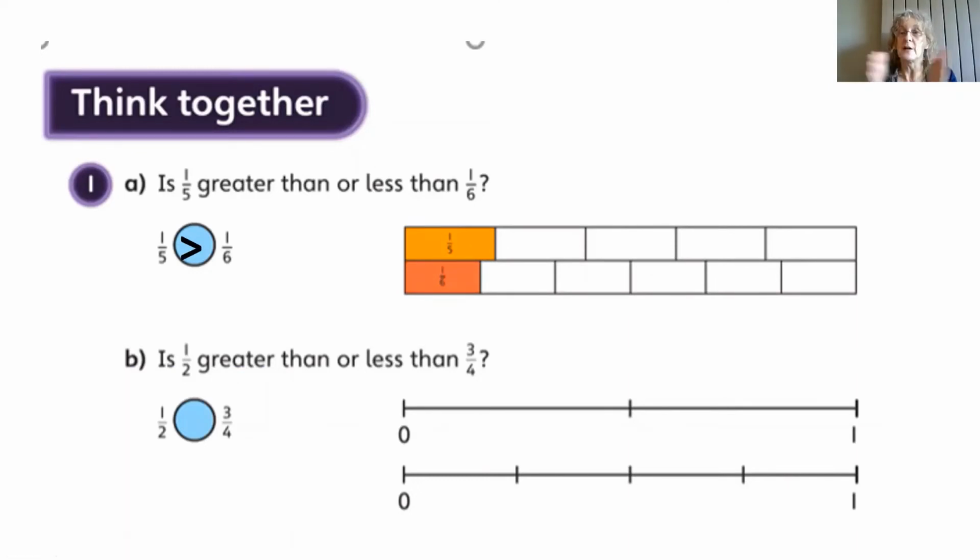We're only making it into 5 parts. The other one we make it into 6 parts, so they're going to be smaller. Let's look at the next one, where they've used a number line to help. Is half greater than or less than 3/4?